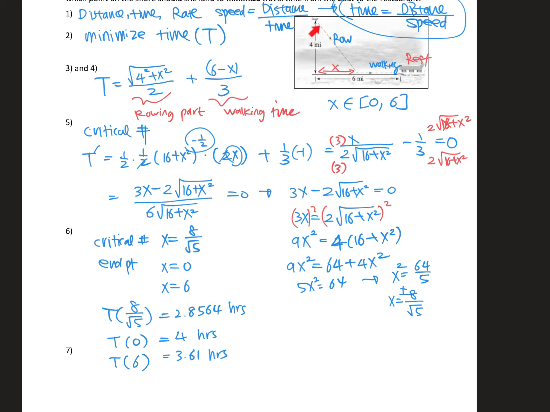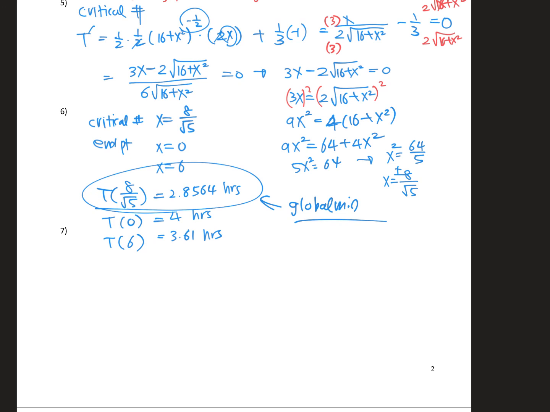If she lands here, at about 3.5, radical 8 over 5, so this length is about 3.5, it'll take her only 2.8564 hours. So this will be the minimum. When looking at this, this is the global min. So my final answer is she should land at 8 over radical 5. What is it, mile mark?